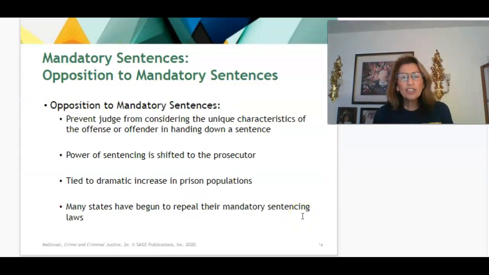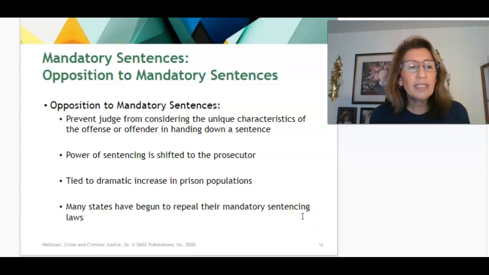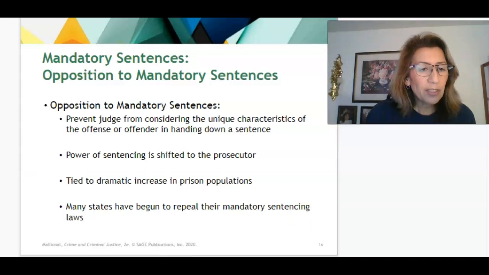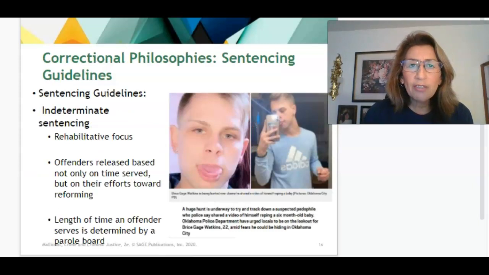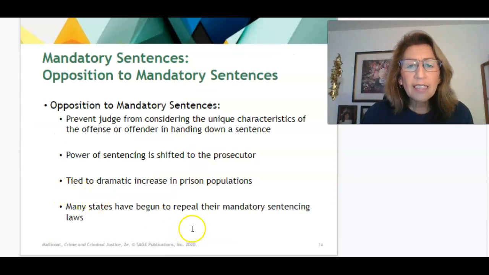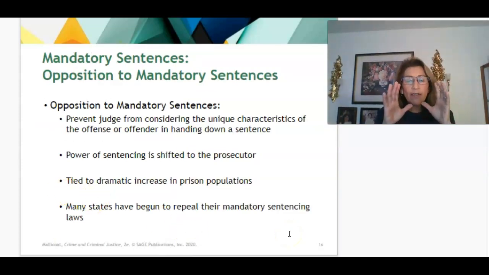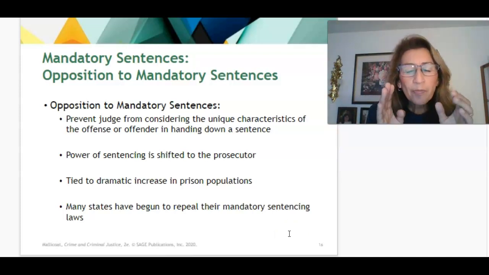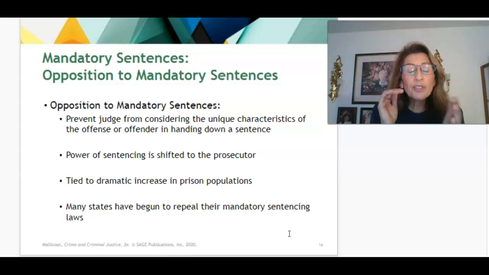So here's the opposition to mandatory sentences. Somebody does a horrible crime such as this, right? This pervert, animal, right? They look at the mandatory sentence. Like, let's give him the mandatory sentences, right? So when you get the mandatory sentences, the opposition is that it prevents the judge from considering the unique characteristics of the offense or the offender in handing down the sentence.